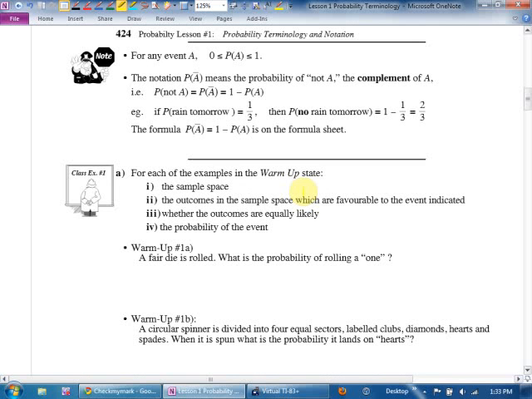That gives us our first built-in error check. For any event A, the odds of it occurring have to be between 0 and 1. If you get an answer bigger than 1, you've messed up. You've done something wrong on your calculator. You've forgotten brackets. If you get a negative answer, you've messed up. All probabilities are either impossible or guaranteed or anything in between.